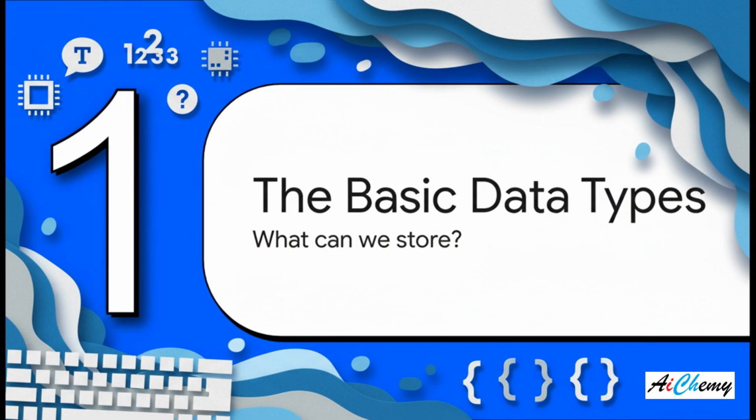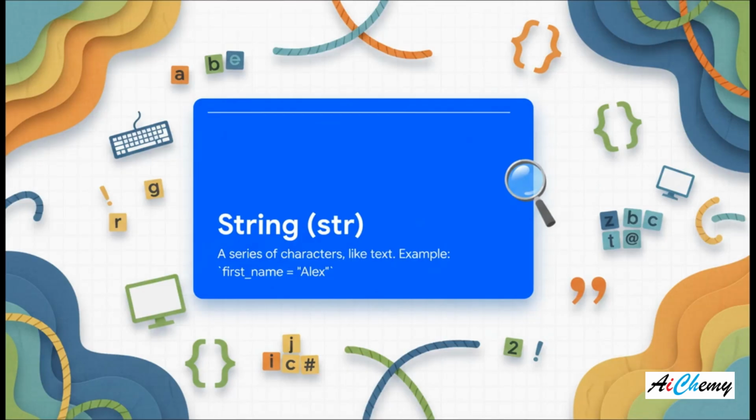So let's meet the four big ones. First up, we've got the string. And that's just a fancy name for any kind of text. You know, a string of characters. To make one, you just wrap your text in either single or double quotes. That's it. Simple as that.